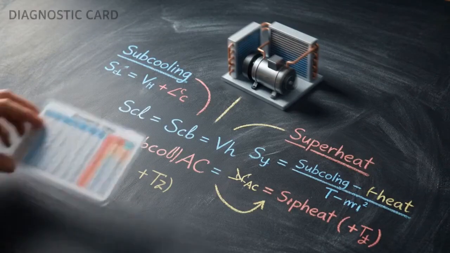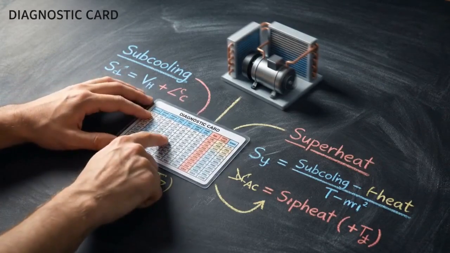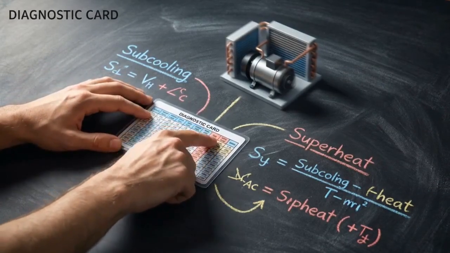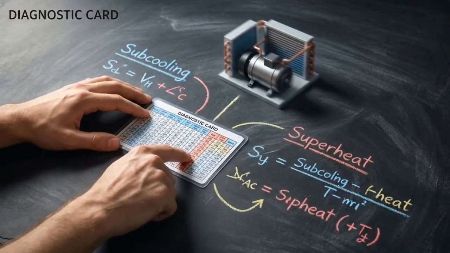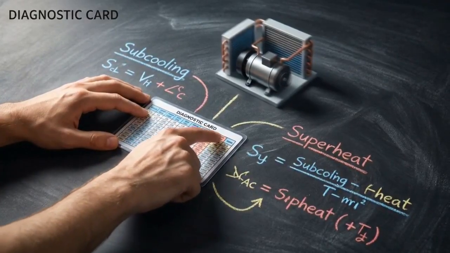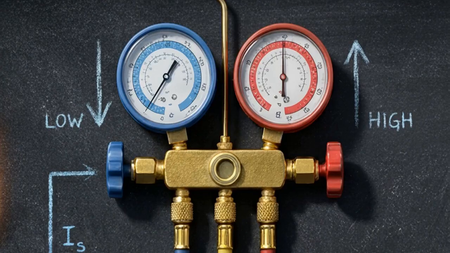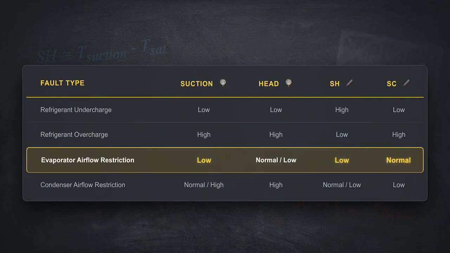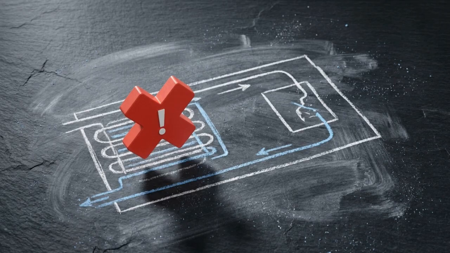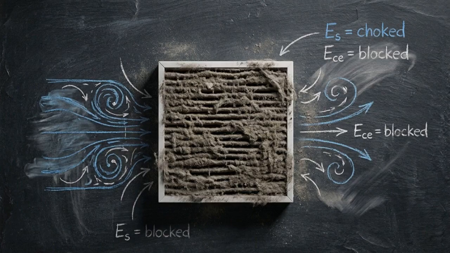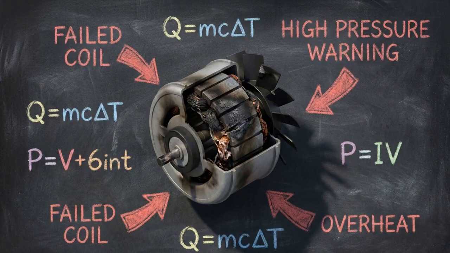By calculating the subcooling, we can differentiate between a leak and a low-load environment, preventing the unnecessary overcharging of a healthy system. In a different scenario, your gauge might show low suction pressure while the head pressure appears normal. This pattern, low suction pressure combined with low superheat and normal subcooling, identifies a specific mechanical failure. This is an evaporator airflow restriction, typically caused by a dirty filter, an iced-over coil, or a failed blower motor.